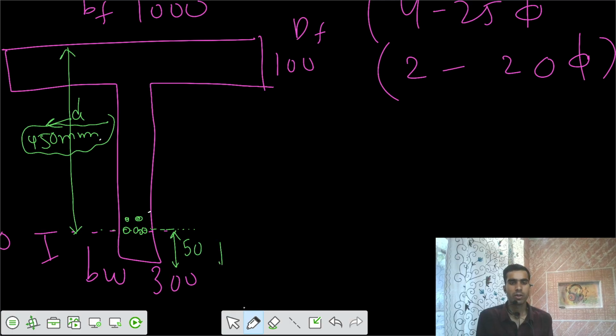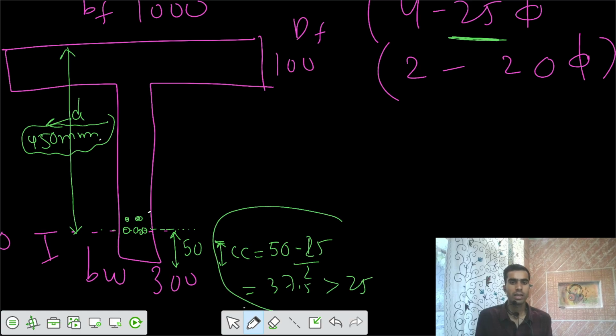And clear cover would be corresponding to 25 millimeter bar. I would say clear cover is equal to 50 minus 25 by 2, that is 37.5. So that is greater than 25. So in that perspective, I would say the D value is okay.